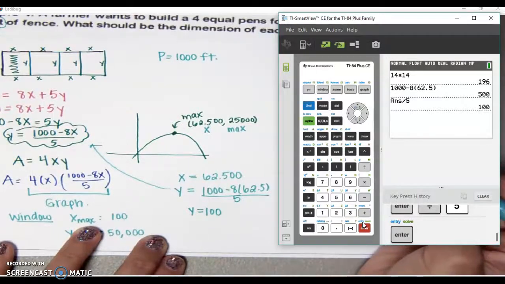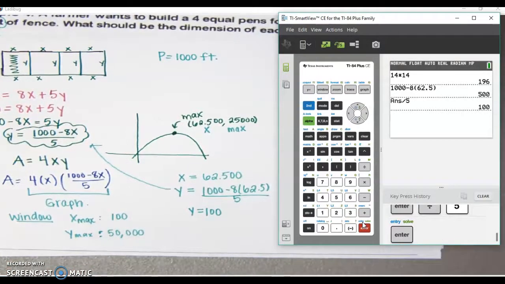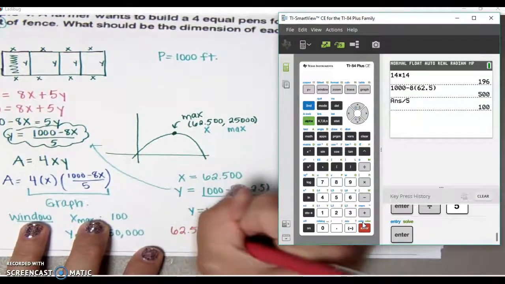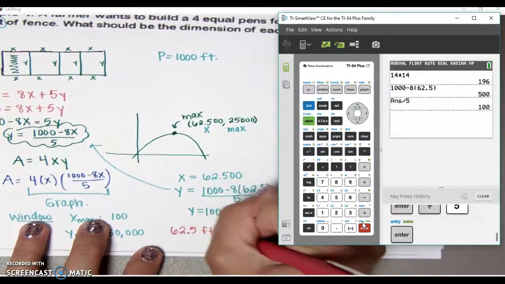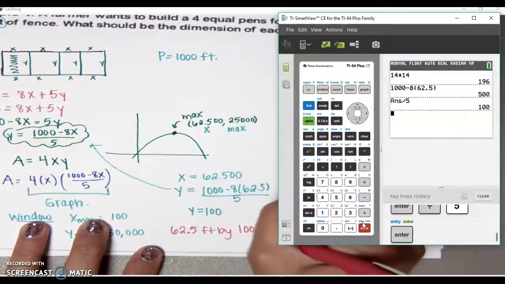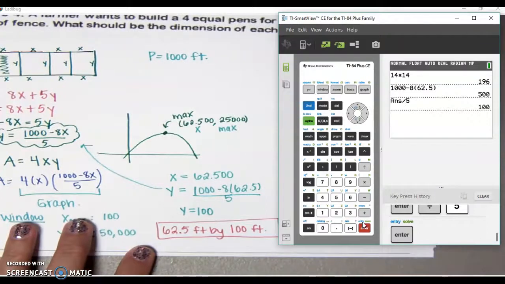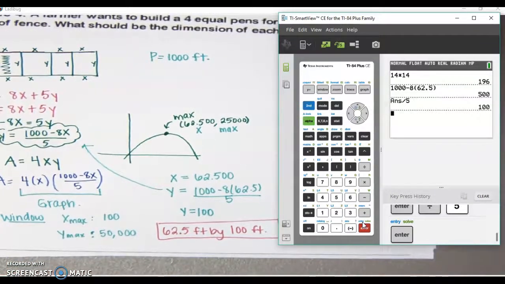So it said, what would be the dimensions of each pen to maximize the area? So that would be 62.5 feet by 100 feet. That would be the dimensions of each pen for our 4 equal pens for the pigs.